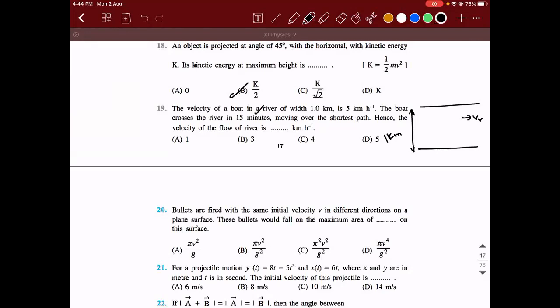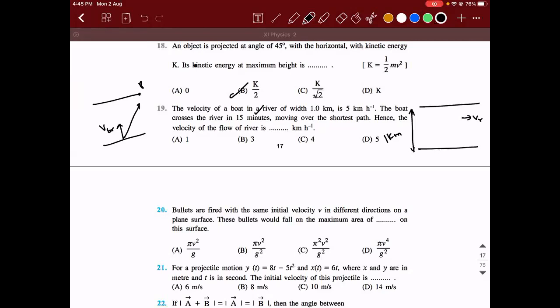So what do you mean by shortest path? When you have two parallel lines, the shortest path between two parallel lines is always the perpendicular distance between them. Correct? Yes, sir. So if it has to be perpendicular distance, then suppose the boat would have started like this. Then what would have happened? It would have got drifted and it would have reached this point on the opposite side. So this would have not been the shortest path.